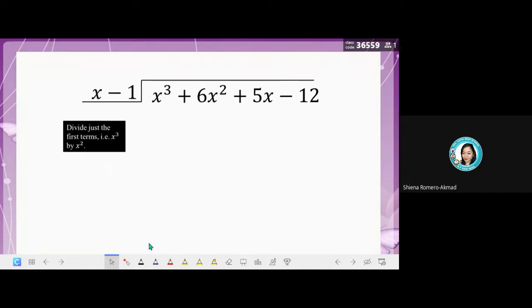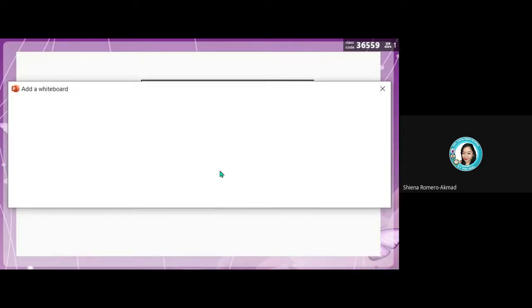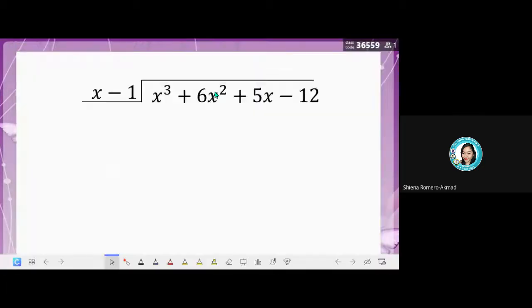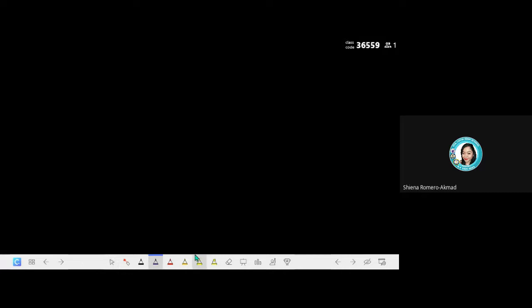So magdi-divide po tayo ng polynomial. And in dividing polynomial, you have to make sure that you understand both methods. Ano yung dalawang method na gagawin natin? The one is called the long method or the long division. And the other one is called the synthetic division.